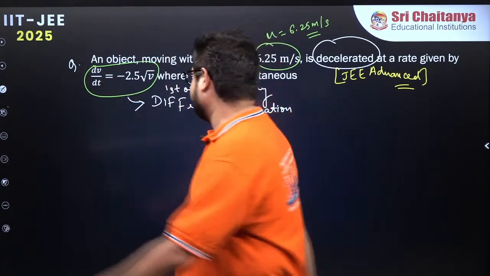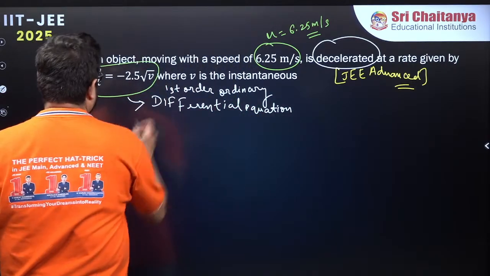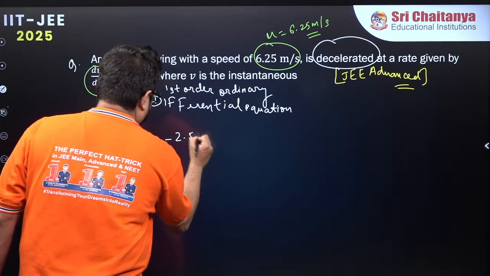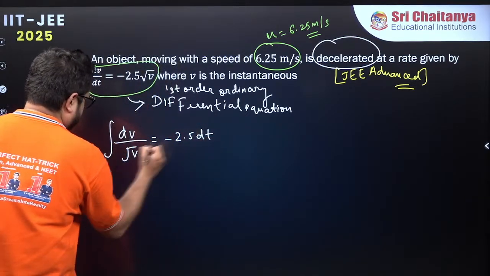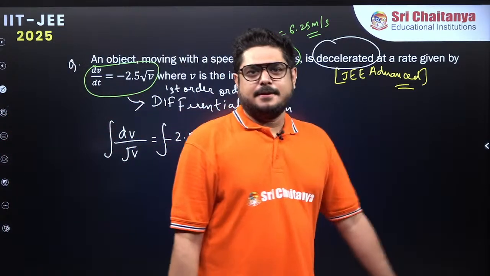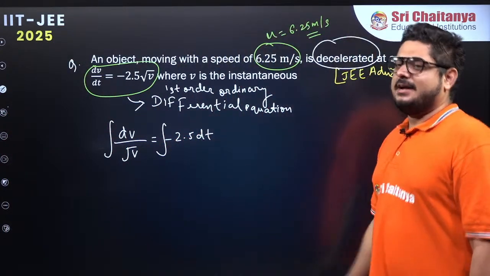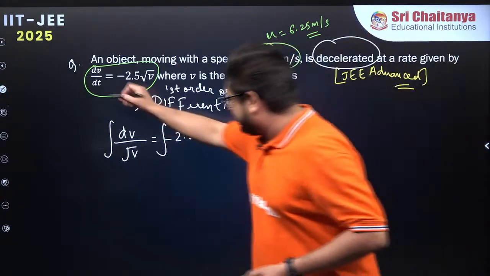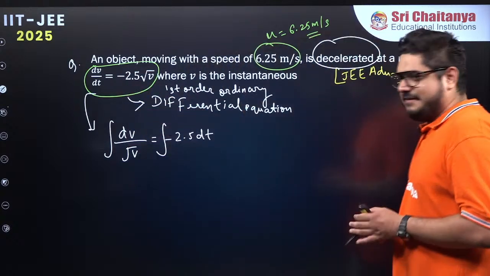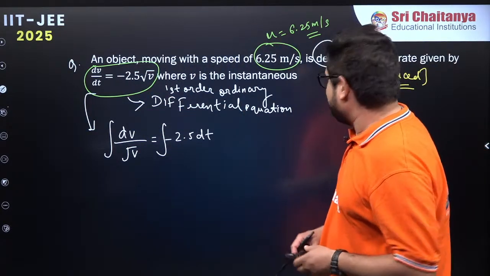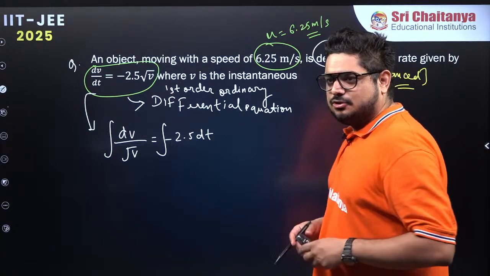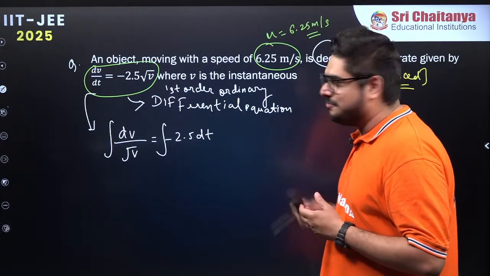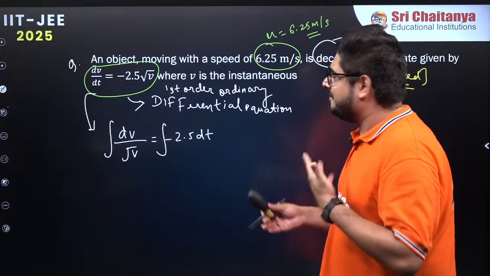So what needs to be done? Cross multiply it. Means dv by root v is equal to minus 2.5 dt, and then you need to integrate on both the sides. Clear? The step? I hope it's clear. The second step, whatever I wrote it down. After this comes this step. dv by root v is equals to minus of 2.5 dt. This is known as variable separation method, Prabhakar Gupta. ठीक है, just cross multiply कर दिया हमने.